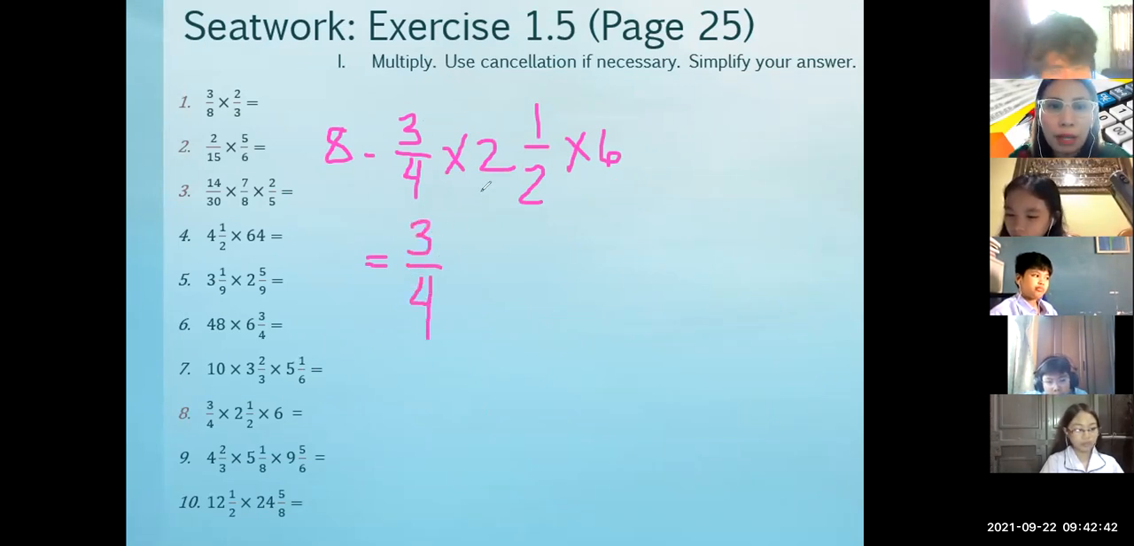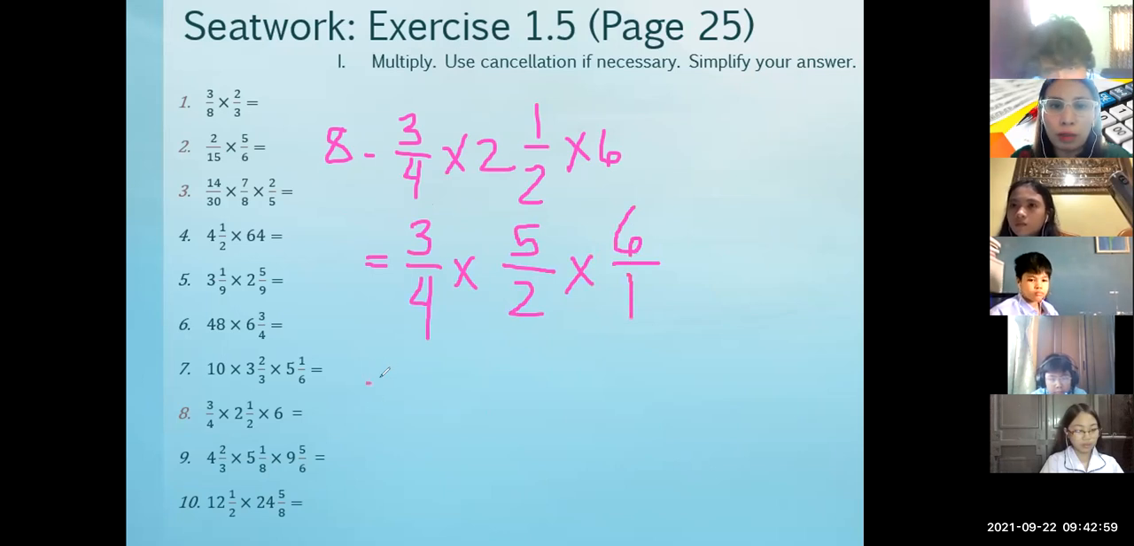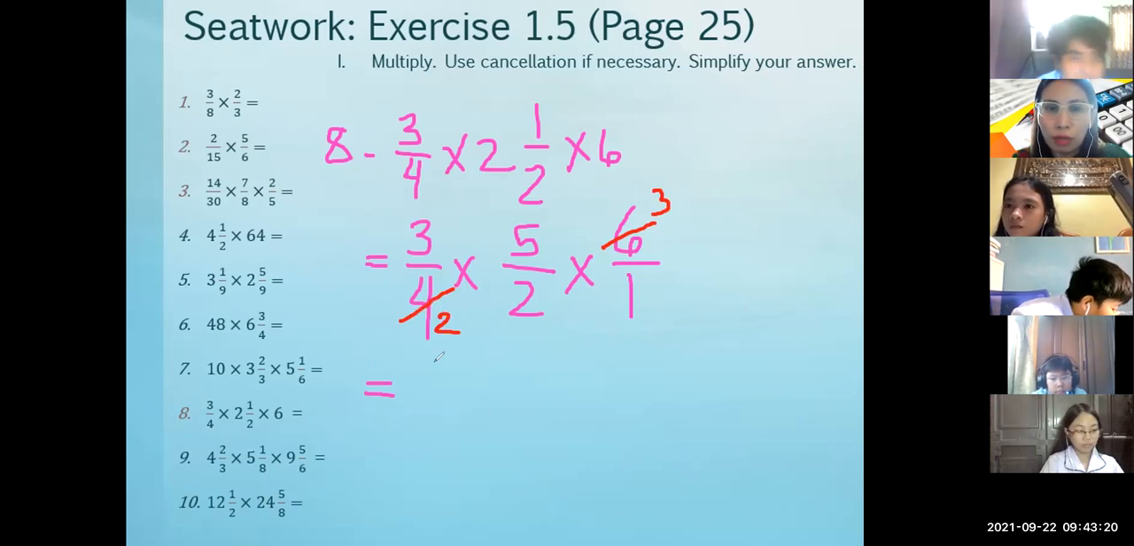3/4, copy lang. This improper fraction has to be in improper form. So 2 times 2, it's 4 plus 1. So 5 over 2. And then times 6 over 1. Okay, check if there are numbers to be simplified. So palitan natin. This time it's 6 and 4, right? 6 and 4. So 6, divide natin by 2, it's 3. 4, divide din natin by 2, it's 2. So no more. So multiply na natin.